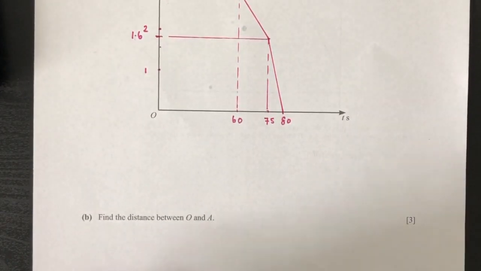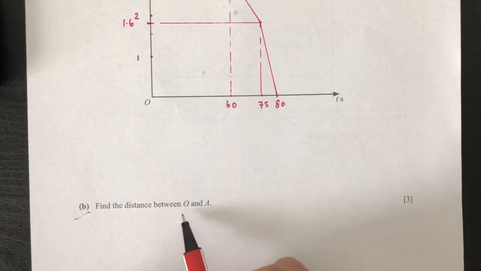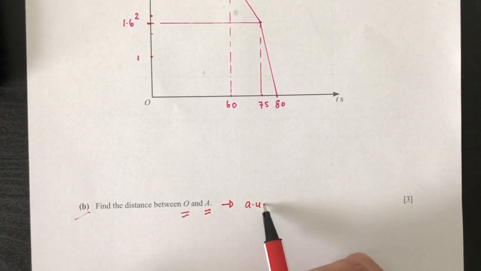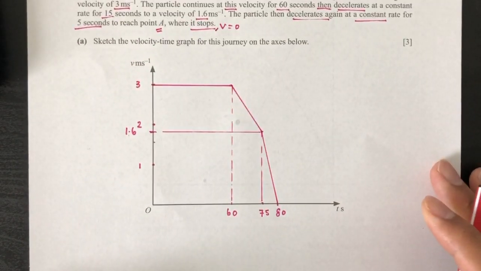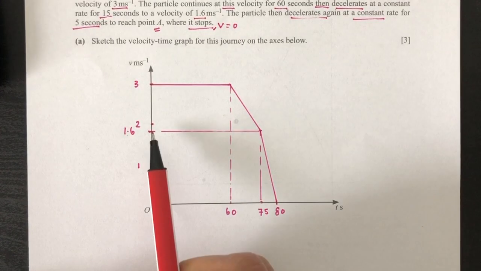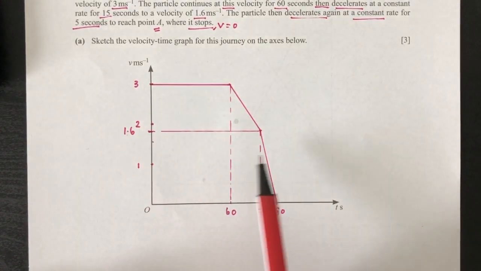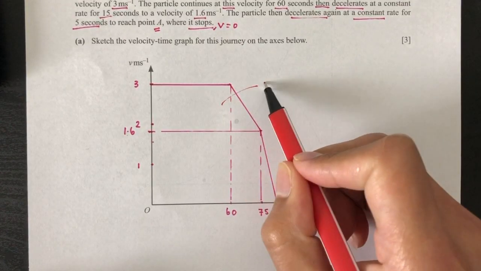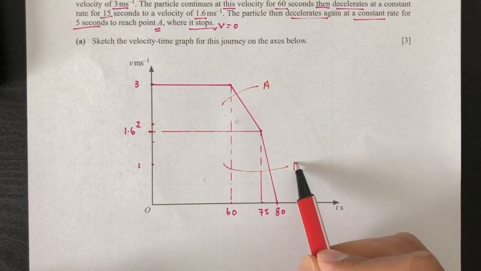Now part B says to find the distance between O and A. So distance is always area under the graph. So how would you find that? We can break this down into a few parts. We have a trapezium here and a trapezium here. So we can break this down into 2 parts. Let's say this one is A and this one is B.